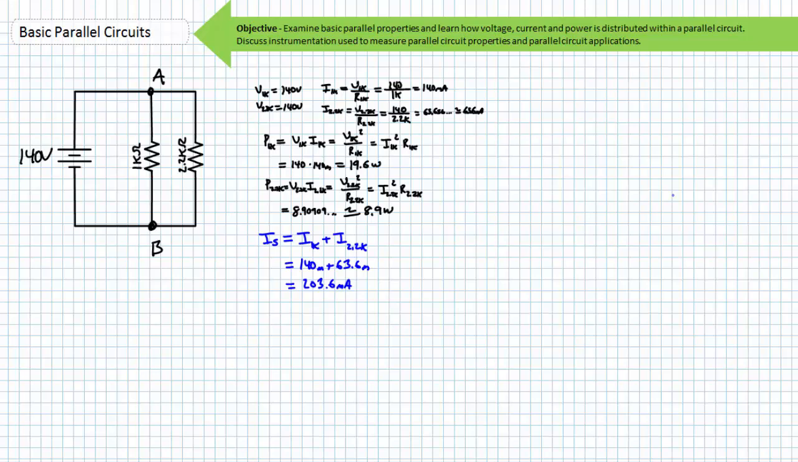The 1 kiloohm resistor draws 140 milliamperes. The 2.2 kiloohm resistor draws 63.6 milliamperes. Notice how the incoming current splits inversely proportional between the two electrical loads. The 1 kiloohm resistor, being the smallest resistance supplied by the same voltage, draws the most current. The 2.2 kiloohm resistor, being the largest resistance supplied by the same voltage, draws the least current.